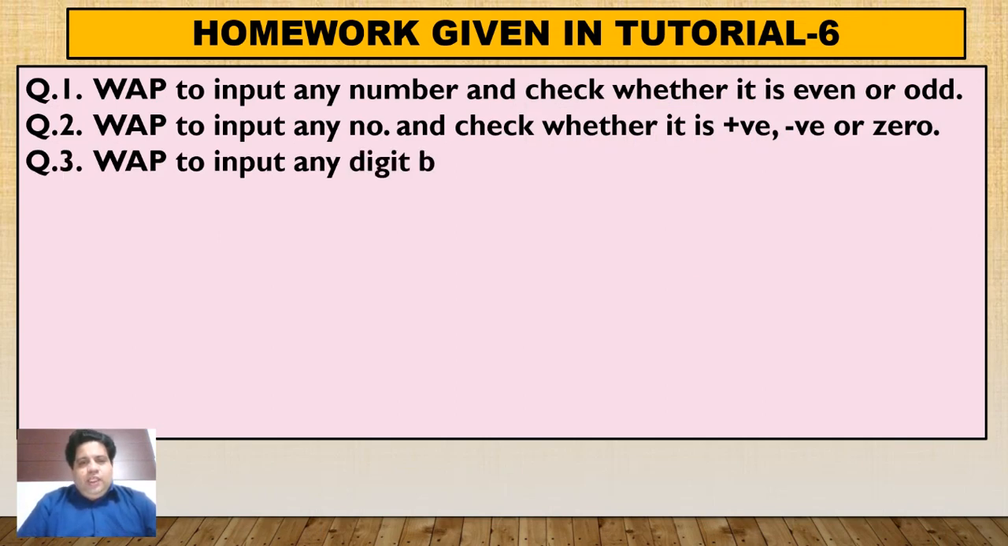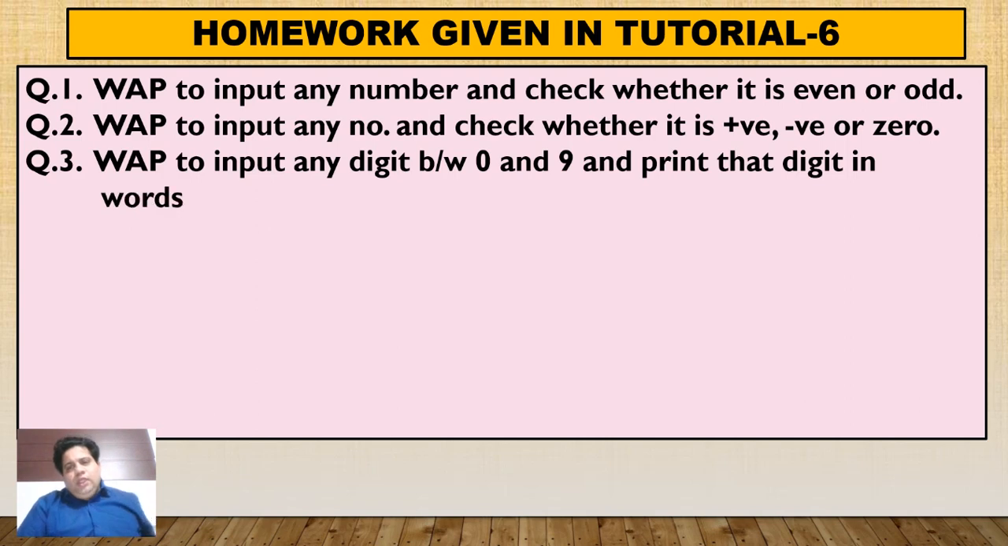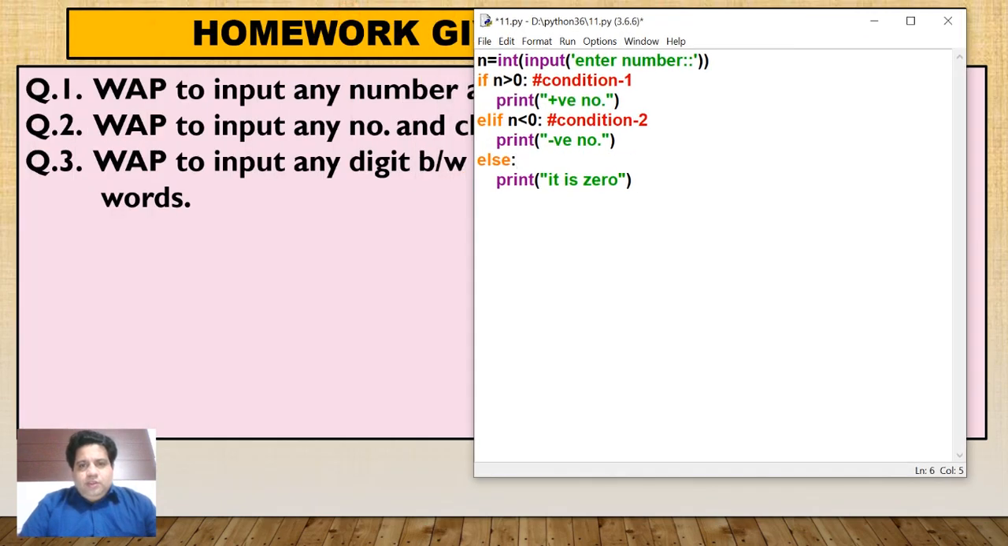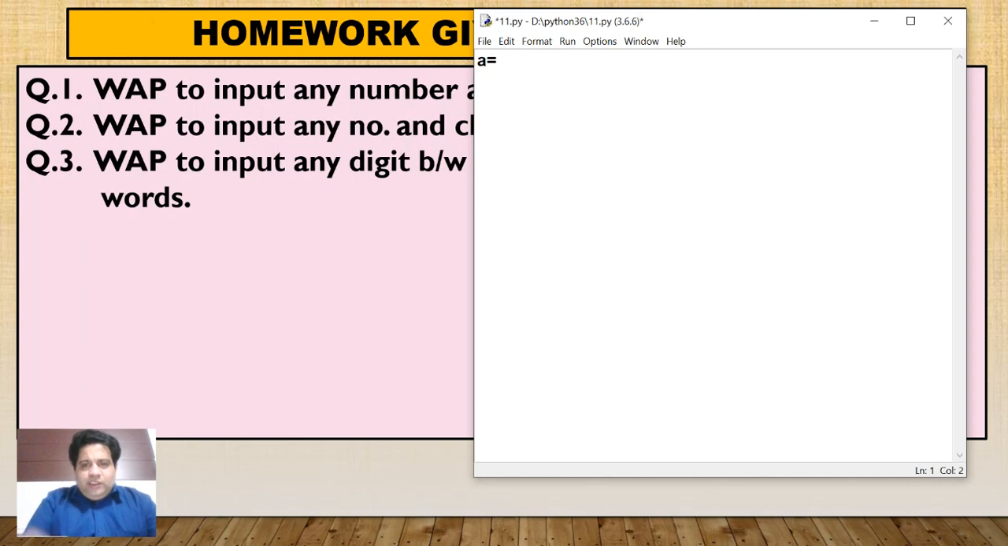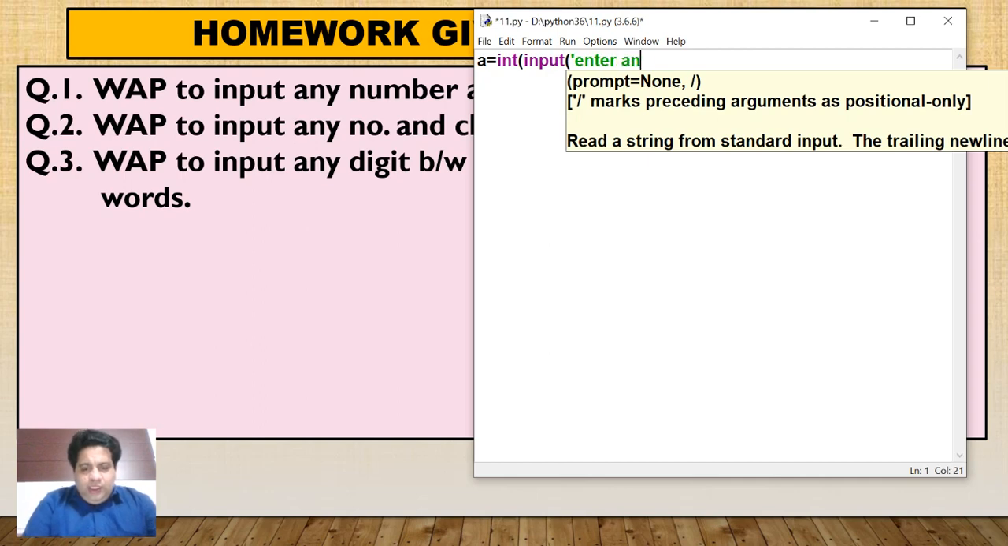Write a program to input any digit between 0 and 9 and print that digit in words. We have done such type of question in the previous video where we asked the user to input any number between 1 and 7 and print the name of the corresponding day. Now input any digit between 0 and 9 and print that digit in words. So let's do this program. Input any digit, for example a equal to int input, enter any digit between 0 and 9.